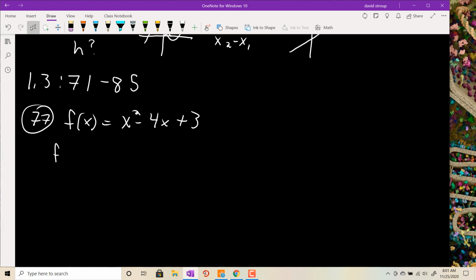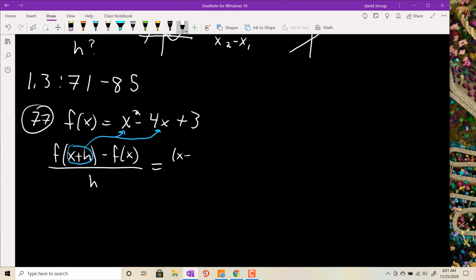Okay, so let's take a look. I need to find f of x plus h minus f of x, all over h. For the first one, you're putting x plus h in wherever you see x in this formula. So it's going to go there and there. So I have (x + h)², so I have to do some foiling, minus 4 times (x + h), and then plus 3. That's just the first part. Then you go minus f of x, and you just plug f of x in there, and then that'll be all over h.